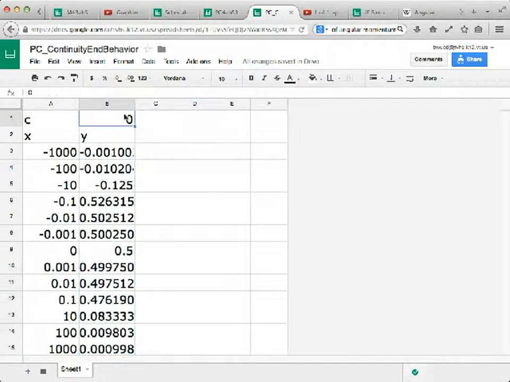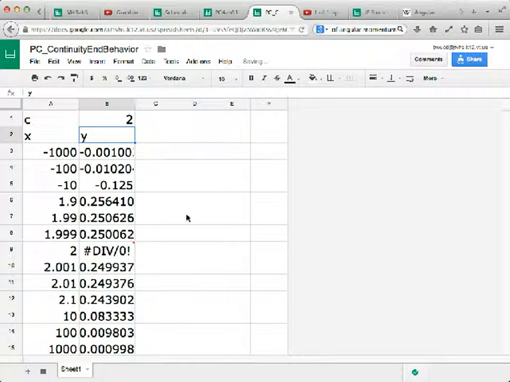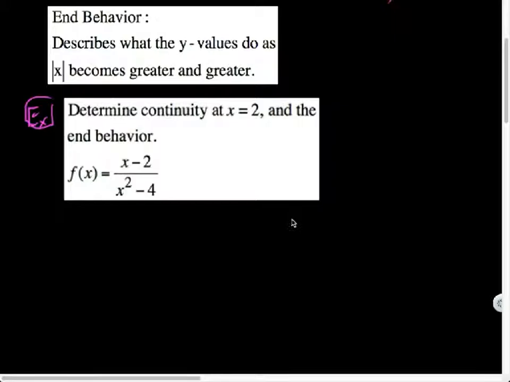Now, I'm actually interested in a particular point at x equals 2. So the c value is kind of the center. So I hit x equals 2. Let me grab a nice little snapshot of this, and we shall do our analysis based off of this.